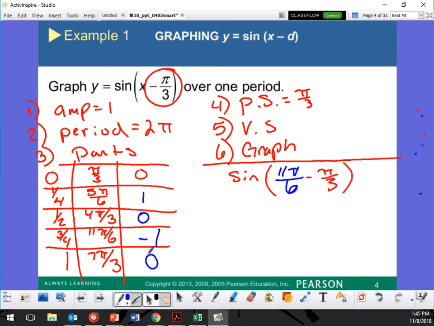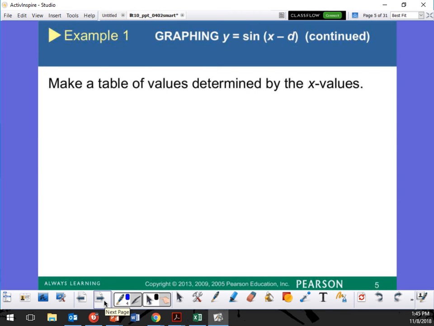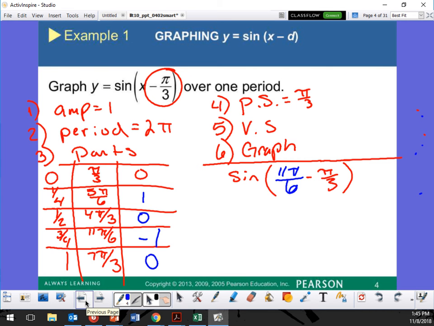Okay, so now we're going to graph. You guys all have that written down, right? So this actually goes along with this. So my graph, let's take a look. This is 0 right here. But what is my first part starting at? Pi over 3. My first part is starting at pi over 3.